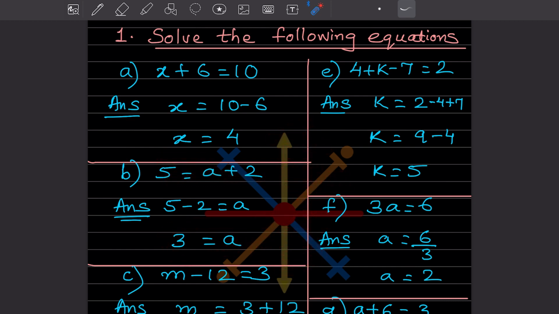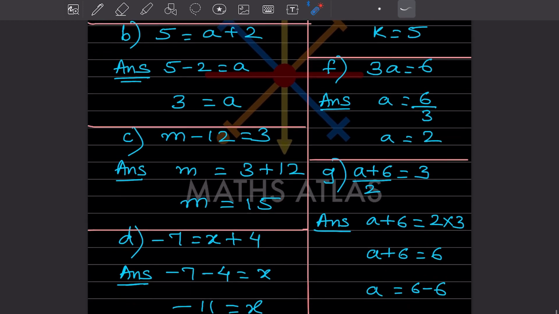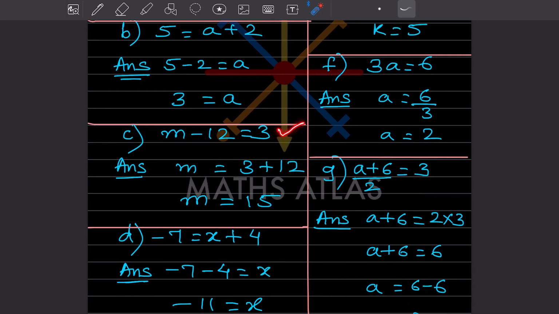I'll be doing integers as well. When we are doing integers together, things are going to be more clear, how the sign changes. Now look at here. The next question says that m minus 12 is 3. So now look at here, this is left hand side, right hand side. So m is as it is, minus 12 goes here, so that will be plus 12, and 3 is on the right hand side itself. So when you add this, you get 15.